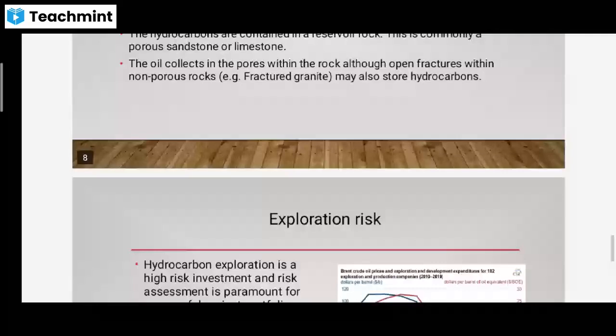Exploration risk. Hydrocarbon exploration is a high risk investment and risk assessment is paramount for successful project portfolio management. Exploration risk is a difficult concept and is usually defined by assigning confidence to the presence of the imperative geological factors. Thank you.